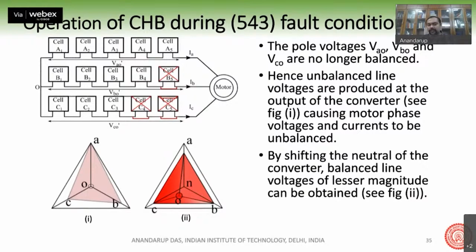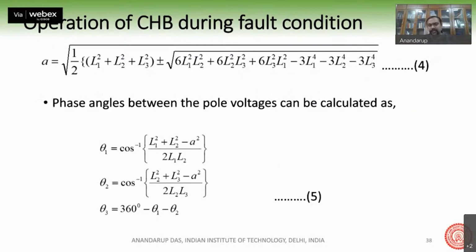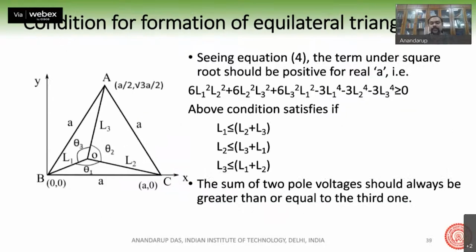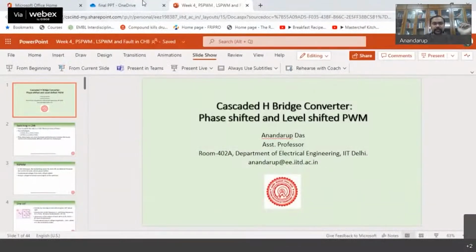However, where continuity of service is essential, we can still continue to operate the converter at a reduced power rating, and we can still continue to operate the motor. So it's a very fail-safe operation. That is where this kind of arrangement is very useful. There is also some mathematics involved: how many cells you can bypass and what the pole voltage is. These are some of the conditions which we have covered in the course.